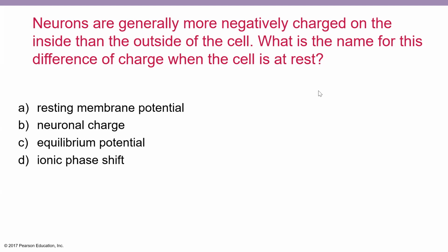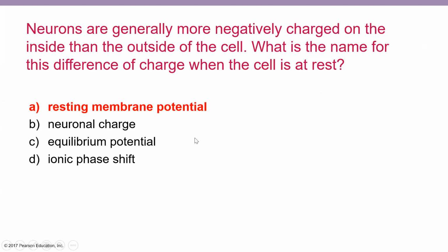Neurons are generally more negatively charged on the inside than the outside of the cell. What is the name for this difference of charge when the cell is at rest? So really important, resting cells have this resting membrane potential, okay? So that's going to be the resting membrane potential. So again, make sure you're keeping that terminology straight. It's going to really help you understand your questions, especially more complex questions that use these terms.